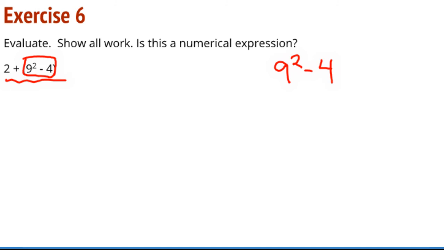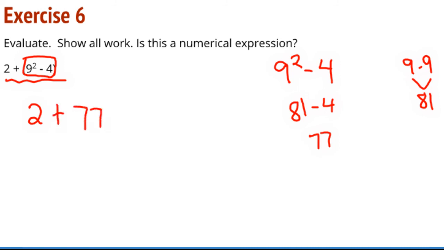Now inside the parentheses, I follow the order of operations. So I'll do the exponent first. 9 times 9 will give me an 81. So I've got 81 minus 4, which will give me 77. So now I can come back over here, 2 plus 77. There's no more division, there's no more multiplication. I can go left to right looking for subtraction or addition. 2 plus 77 gives me 79.